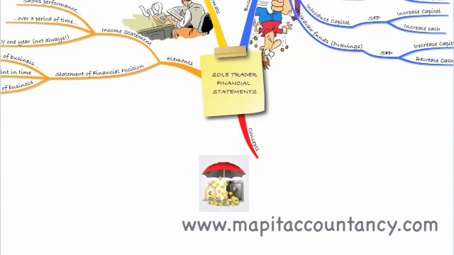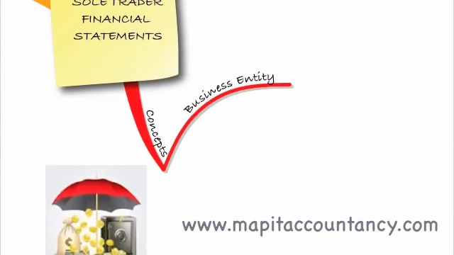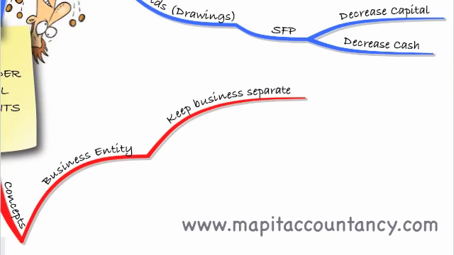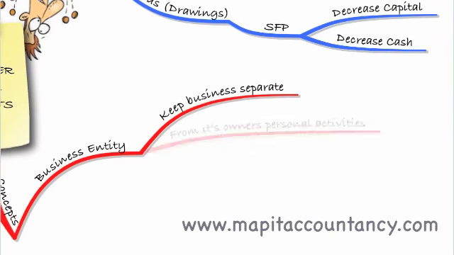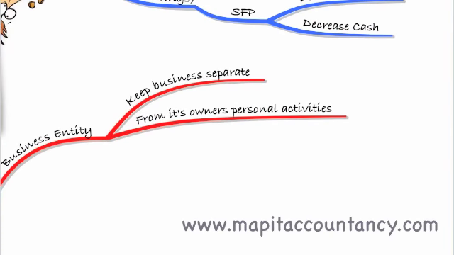Now, from the point of view of the exam, this is more likely to come up as a definition that you simply need to know and be able to regurgitate, be able to tell the examiner or point out of a multiple choice question. So first of all, business entities. Remember that for a business entity concept, we need to keep the business separate from its owner's personal activities.